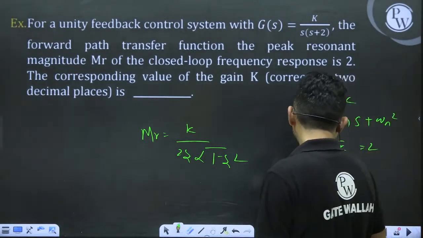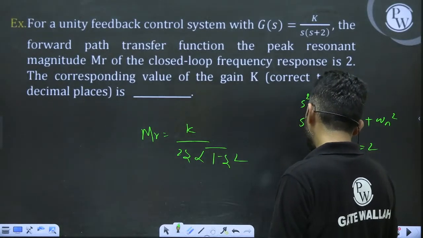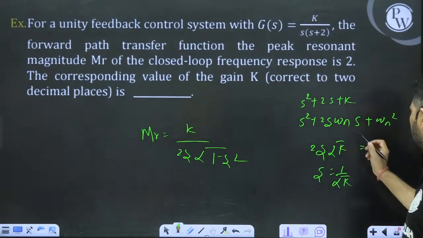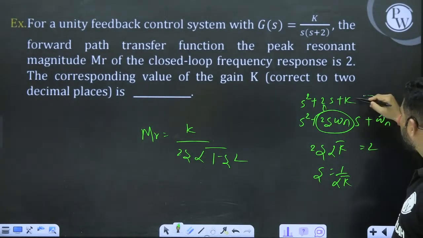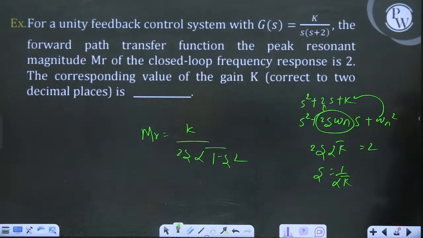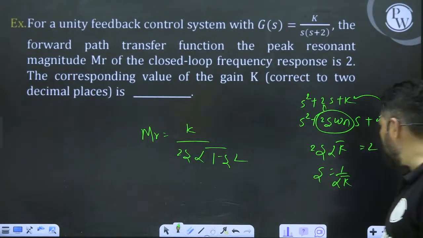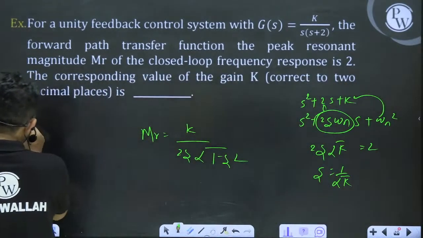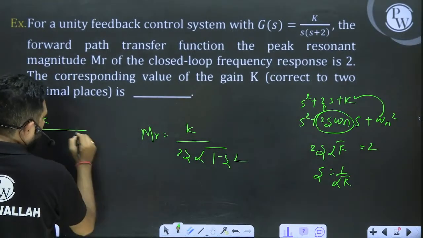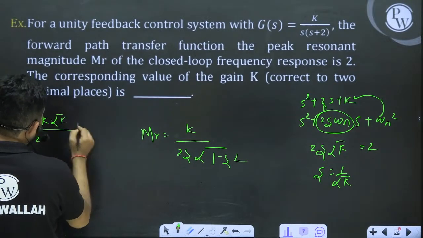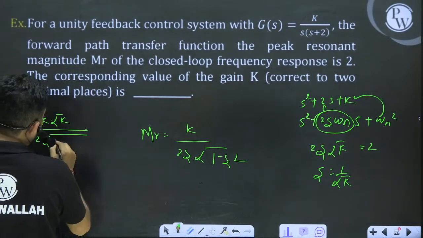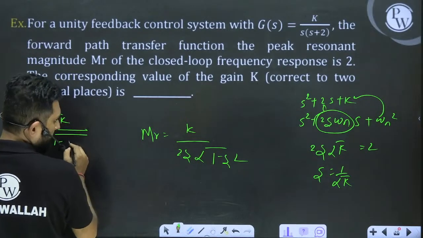Substitute here. 2 zeta omega n is 2. Omega n is root k. So zeta is 1 by root k. So when you substitute, Mr, which is 2, is equal to k divided by 2 into zeta root over 1 minus zeta square. Zeta is 1 by root k, so k root k over root of 1 minus 1 by k.